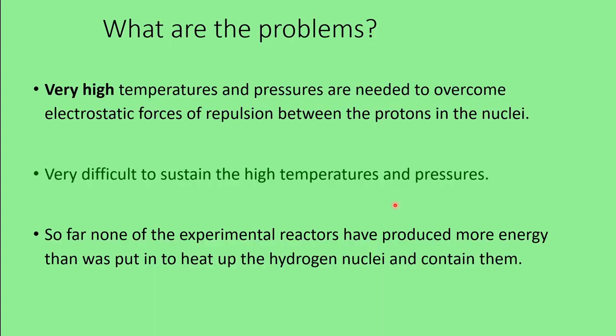So at the moment, a lot of the reactors that we're using, in fact all of the reactors that we are using, take more energy as input than you get out. And we're trying to find ways currently of creating fusion reactors that work at lower temperatures and pressures so that we don't have to put as much energy in and we can use more of the energy that we get out.